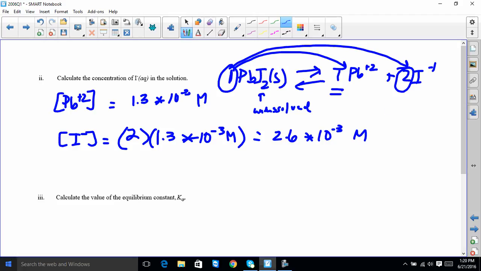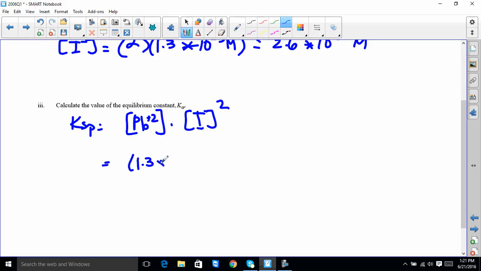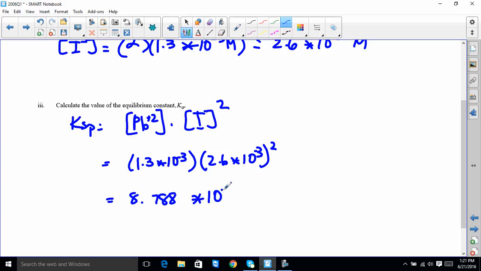Calculate the value of the equilibrium constant. Well, we know from 1A(i) that Ksp is the concentration of lead ions times the concentration of the iodide ions squared. And so this is 1.3 times 10 to the negative 3, and then this is 2.6 times 10 to the negative 3, but that has to be squared. If you do that on your calculator, you will get 8.788 times 10 to the negative 9.